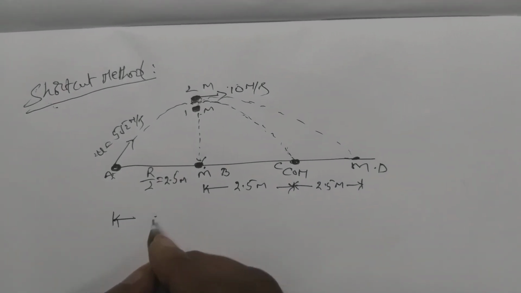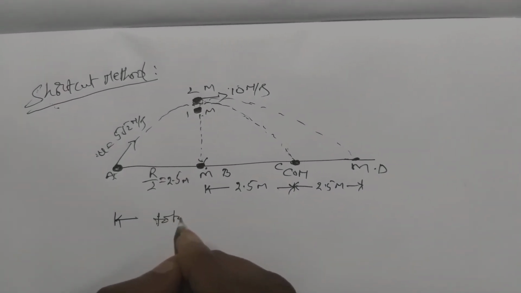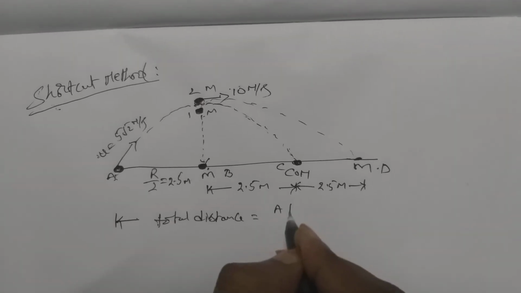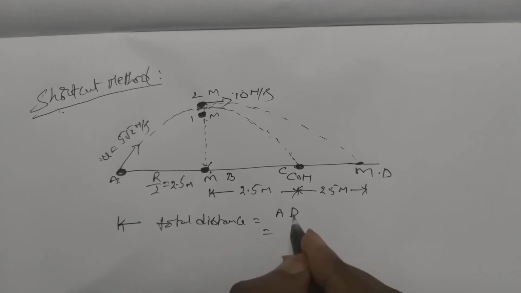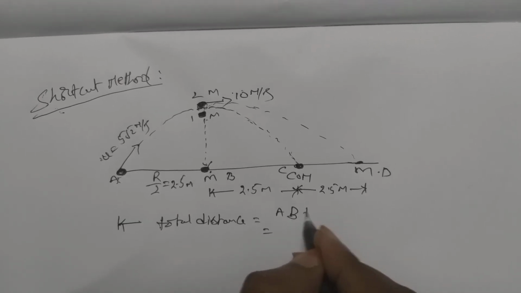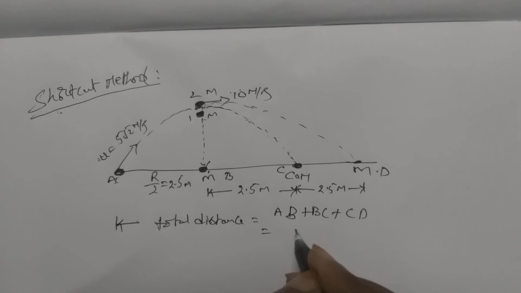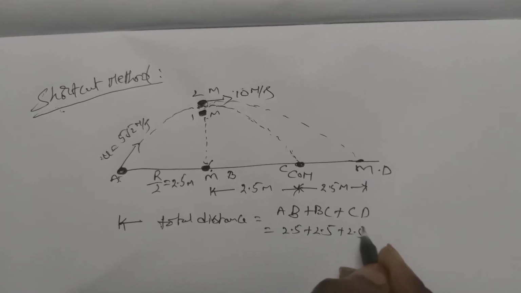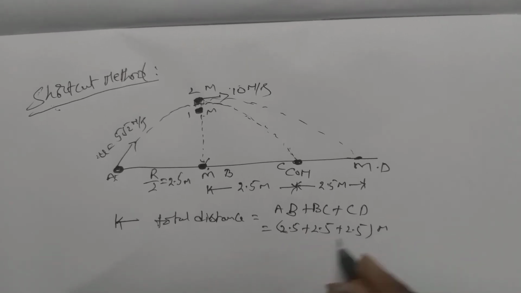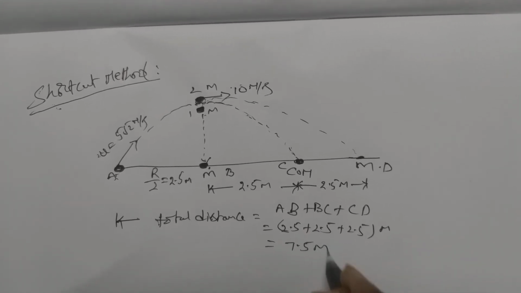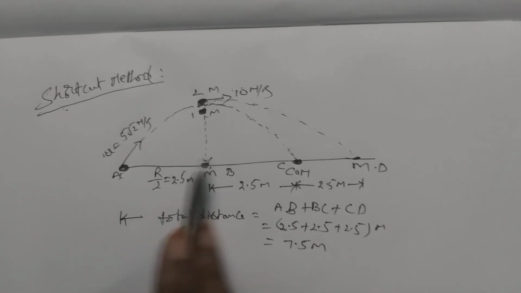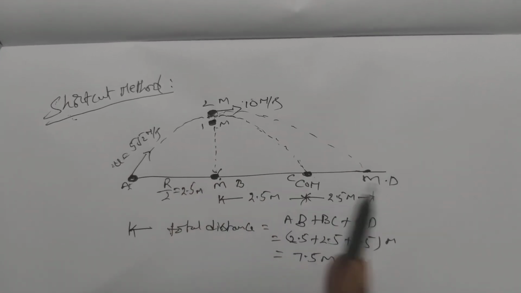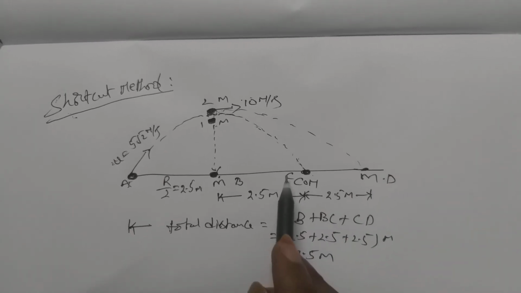So the second particle covered a total distance AD, which equals AB plus BC plus CD, which equals 2.5 plus 2.5 plus 2.5 meter, which equals 7.5 meters. So very easily we can solve by using the concept of center of mass. The center of mass will follow the same path. Also we can extend this very easily.